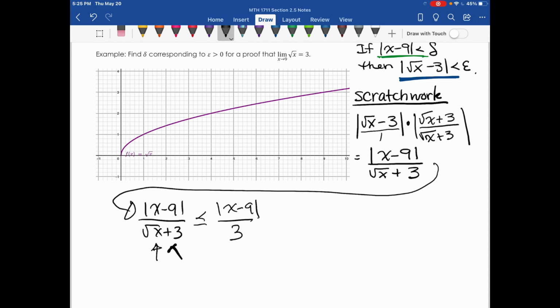Because no matter what value of x I plug in here, whether I plug in 2 or 3 or 4, if I add it to 3, this denominator is going to be bigger than this denominator, which means this fraction is going to be smaller. So the bigger the denominator, the smaller the fraction. So that means if this is smaller than this, I can write that it's less than.